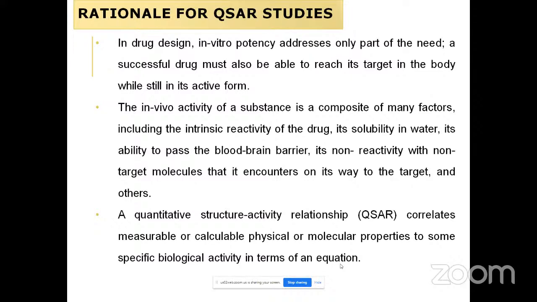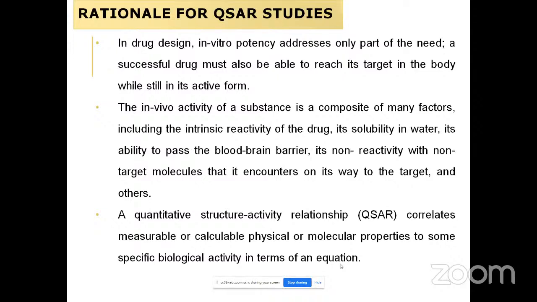Now, when you see a drug design process, in vitro potency only addresses part of the need. Means biological assay by in vitro only addresses a small part of the need. This in vitro potency doesn't describe the overall molecular path to reach the biological target, or you can say it does not include the ADME, that is absorption, or all those parameters cannot be predicted with the in vitro potency. Due to addressing only part of the need, a successful drug must be able to reach its target while still in active form.